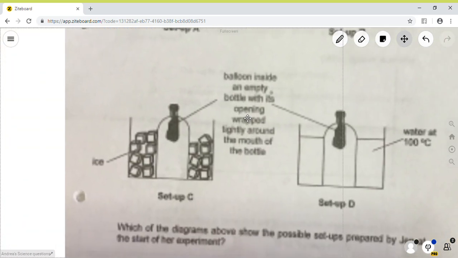So setup C. Balloon inside an empty bottle with its opening wrapped tightly around the mouth of the bottle. In this case, here is cold, here very cold. When it's very cold, what happens to the volume in the bottle? I thought the opening is wrapped tightly. It's around the mouth.